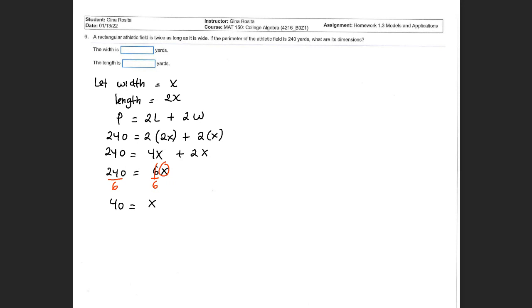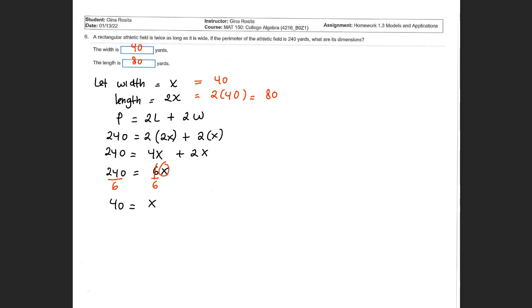Right? So we just plug it over here. Width equals x, so just put 40. Length is 2x, so 2 times 40, and the answer is 80. So now we just fill out the boxes here. The width is 40 yards. The length is 80 yards.